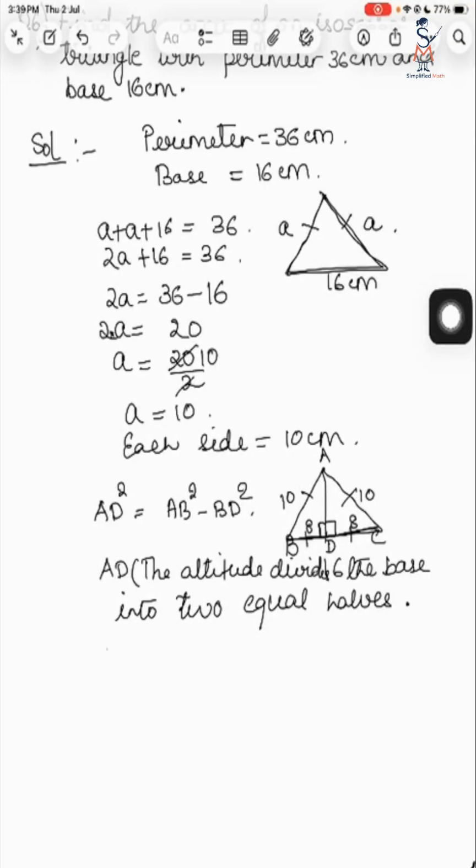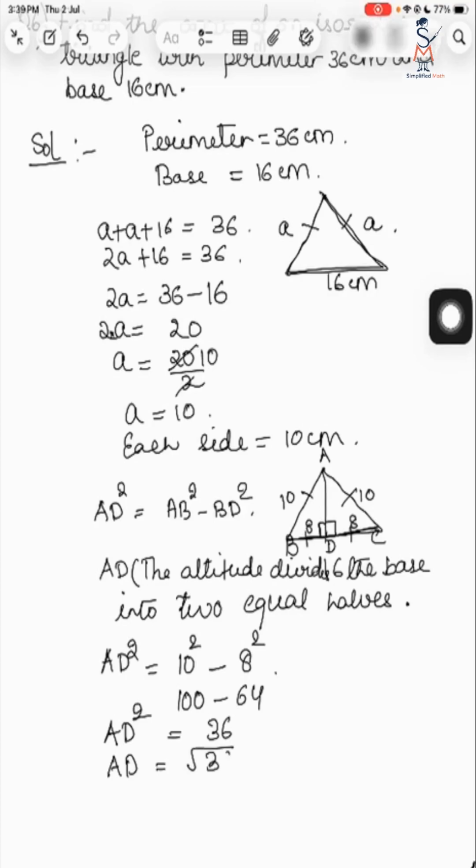Fine. So now AD square is equal to AB square, AB is 10 square, minus BD square, BD is 8, half of 16. 100 minus 64 is 36. So AD square is equal to 36. AD is square root of 36, that is 6 centimeter, because the side and perimeter are given in centimeter.